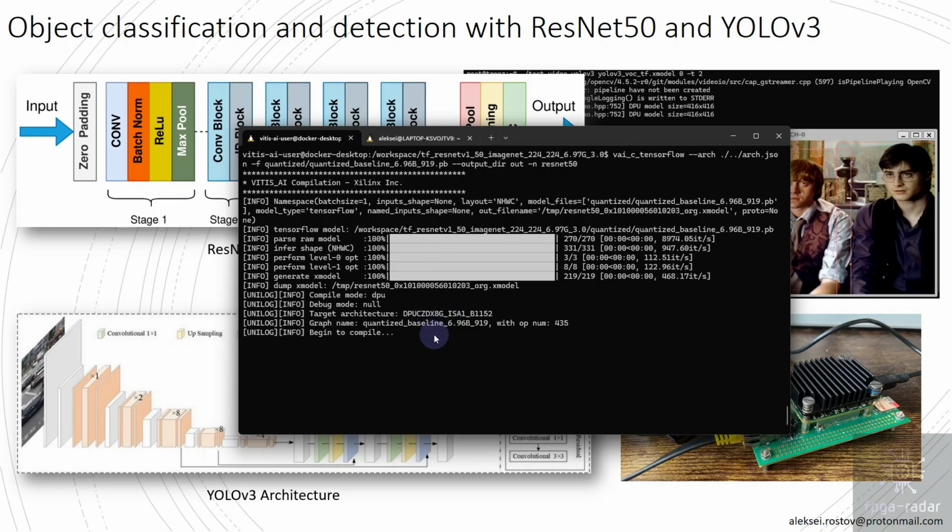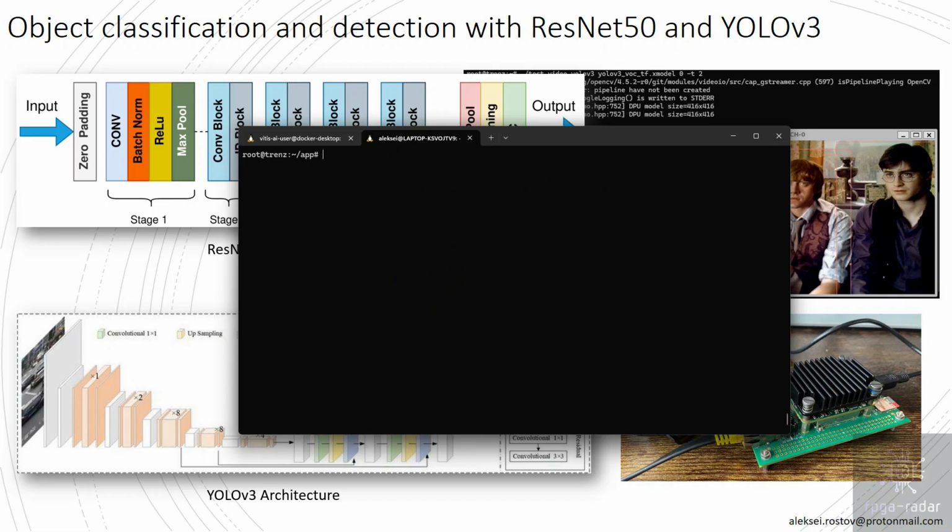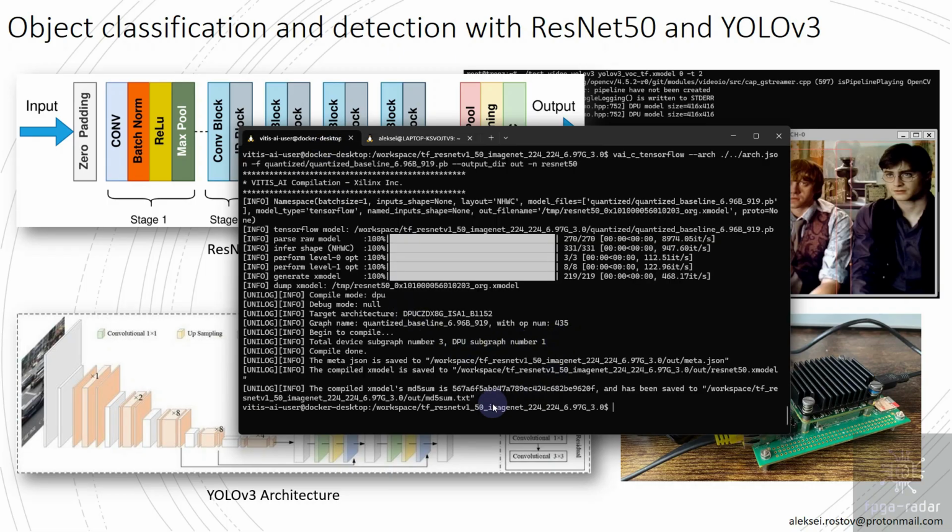After our file is ready, we need to replace it in the app folder. So here we have ResNet 50. It can be removed, the ResNet 50 xmodel. Okay, and then let's wait for a while. Okay, it's ready. Let's see what we have here.